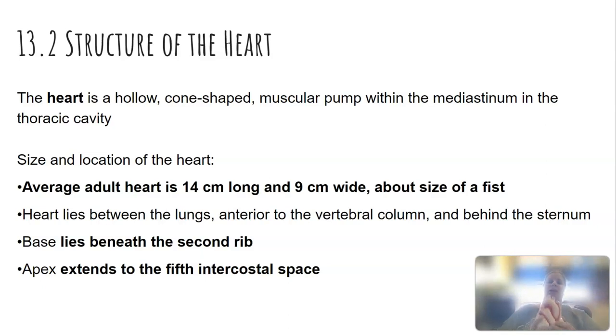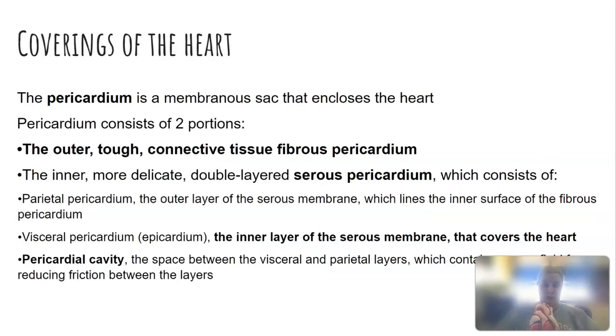It lies in between your lungs and it's anterior to the vertebral column, which means it's in front of your spinal cord and behind your sternum. So it sits right about here in the middle of your chest, with a little bit more of its mass to the left side. Its base lies beneath the second rib, and your apex extends to the fifth intercostal space. So it just kind of moves down and is in between your ribs.